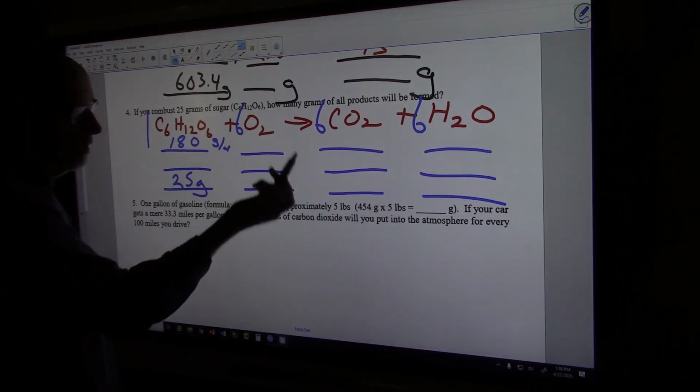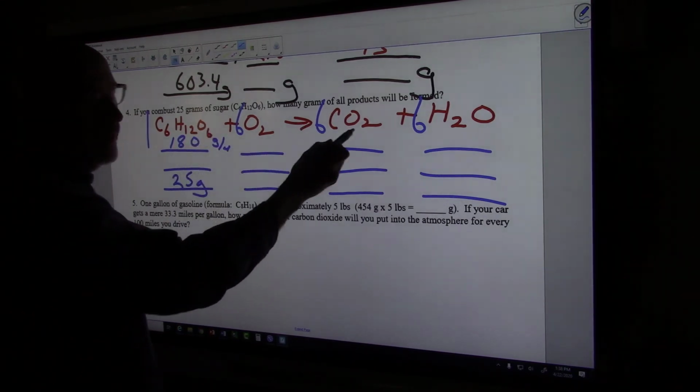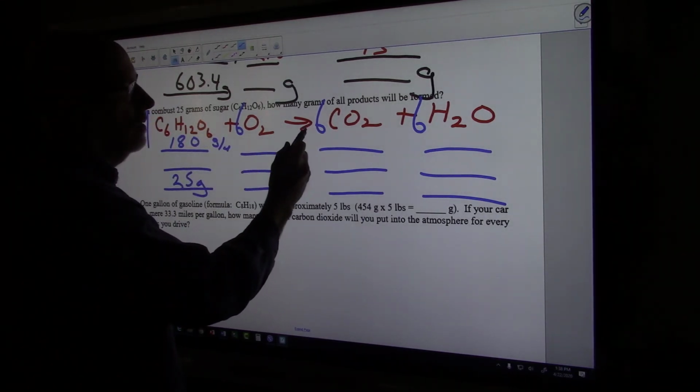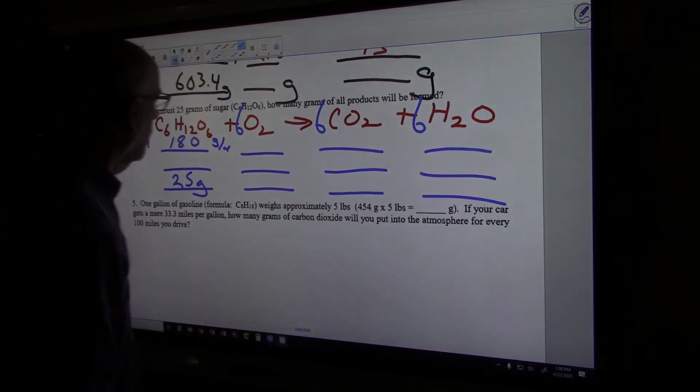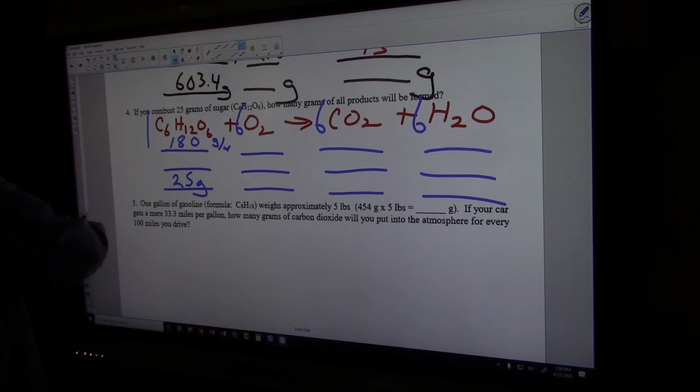Molar mass, oxygen's 32, don't use the 6. Carbon dioxide, I think, is 44, don't use the 6. Water's molar mass is 18, don't use the 6. Then calculate this. The last problem is the thought problem.